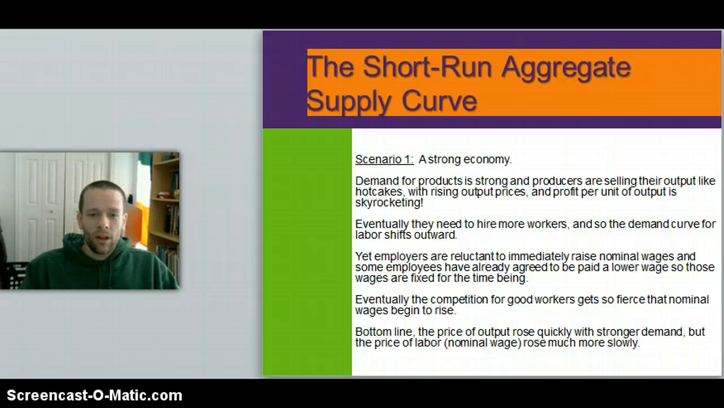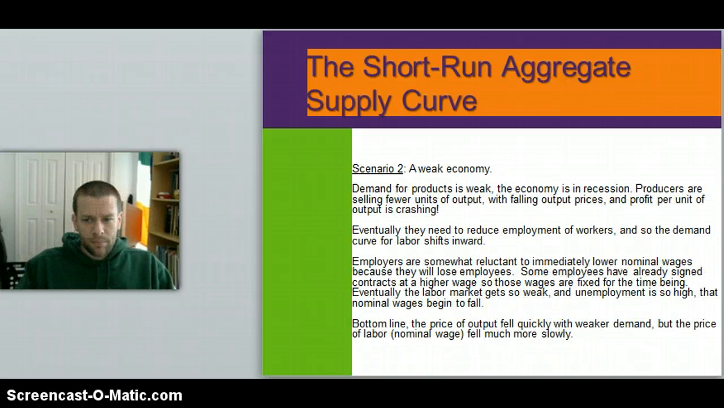Now, we can look at it from another point of view as well. In a weak economy, maybe similar to what we're experiencing now, let's say that demand for products is weak, we're in a recession perhaps, and producers are selling fewer units. Their goods and services aren't selling as well, so prices have to come down as well. Profit per unit is crashing.